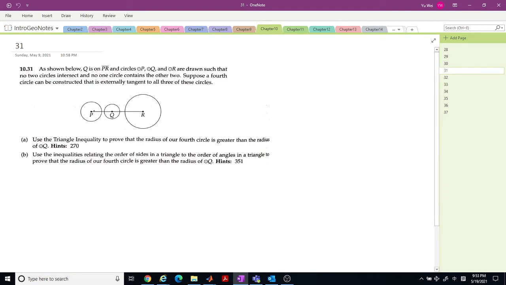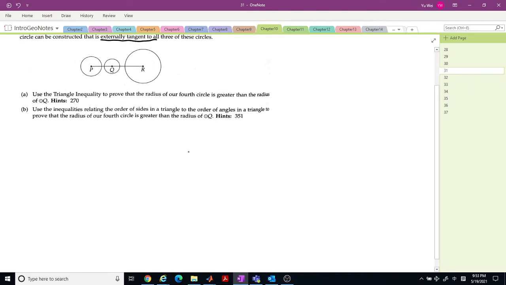Okay, so we have the following construction. We have 3 circles P, Q, R drawn such that no 2 circles intersect. Then suppose we have a fourth circle that is externally tangent to all of the 3. Let's assume this is the fourth circle.